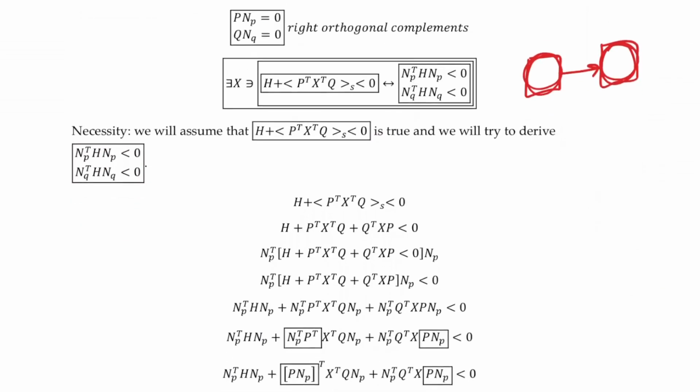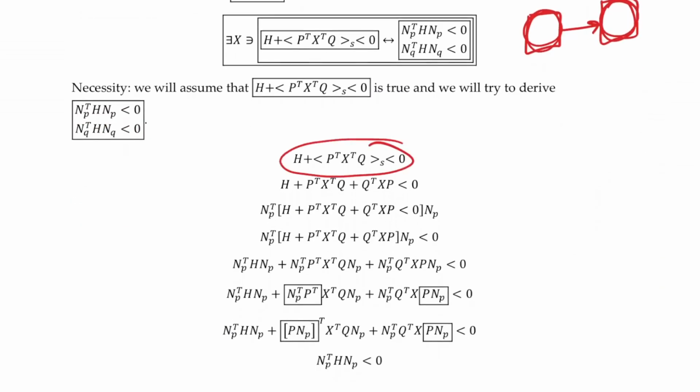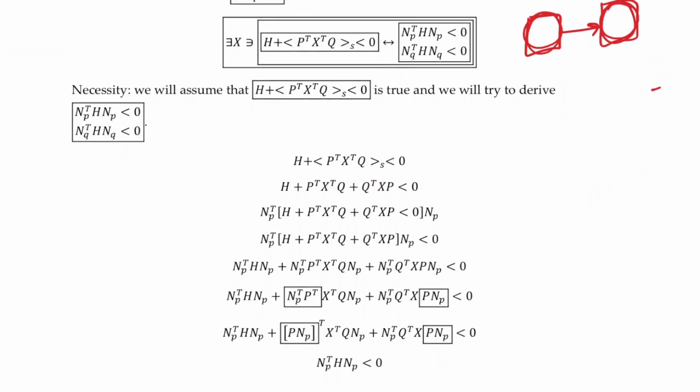So I just wrote the first condition, and you know what that means. This sym operator means A plus A transpose. So let's explicitly state that. Let's pre and post multiply this inequality with NP. This is what we have, and let's organize the terms.